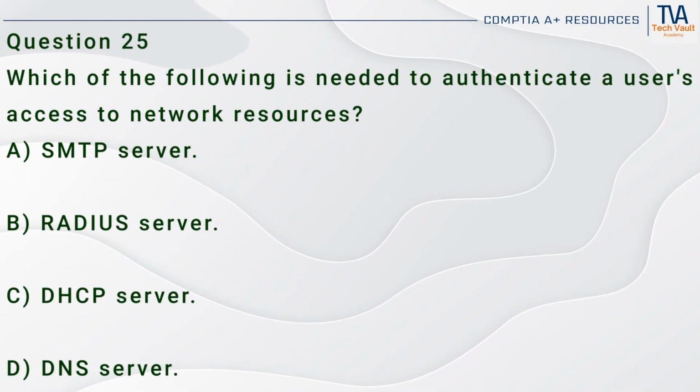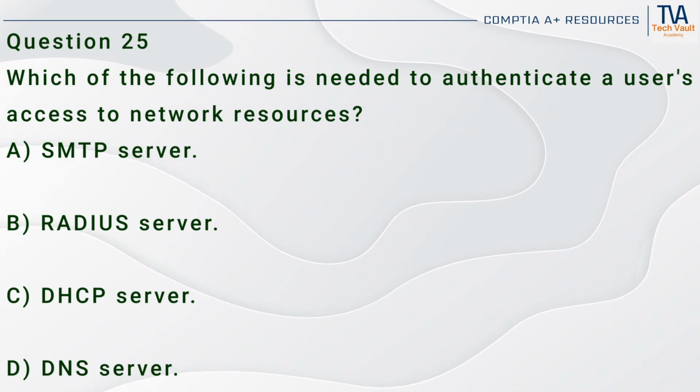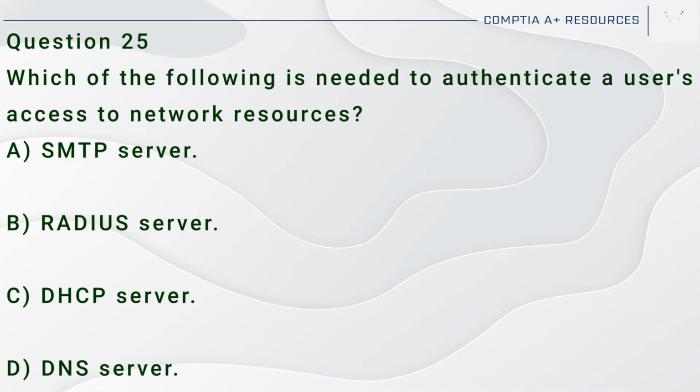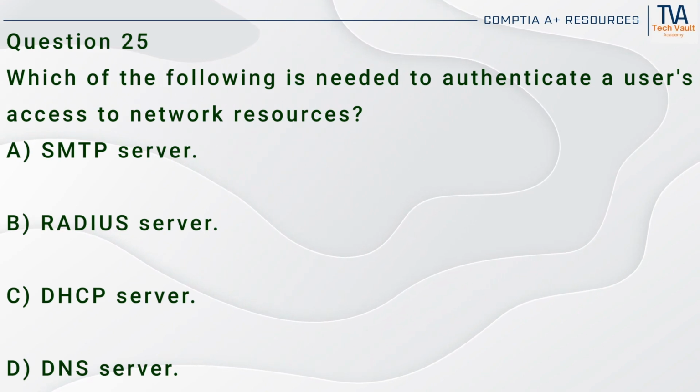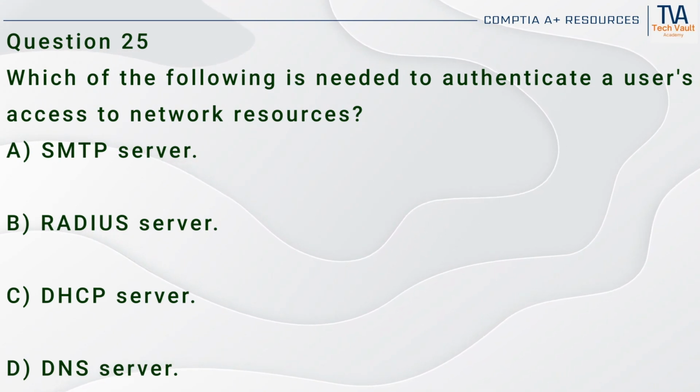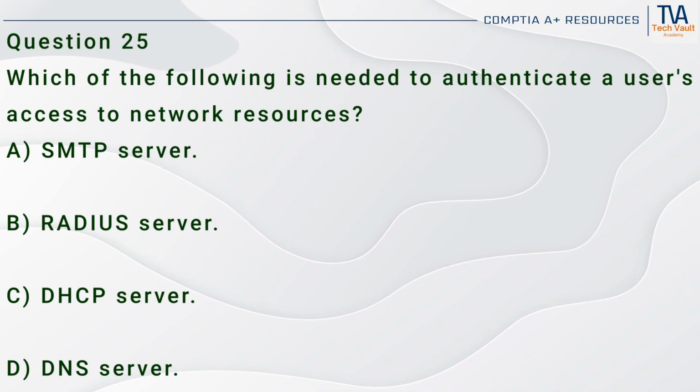Question 25. Which of the following is needed to authenticate a user's access to network resources? A, SMTP server. B, Radius server. C, DHCP server. D, DNS server.